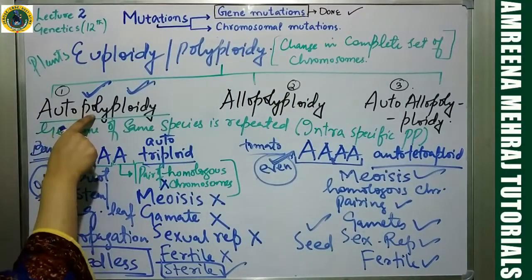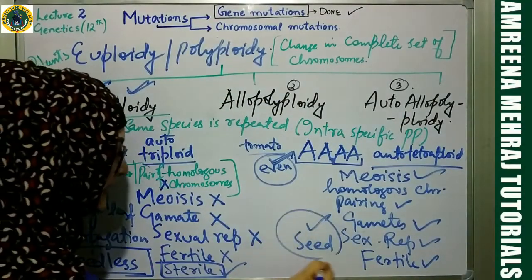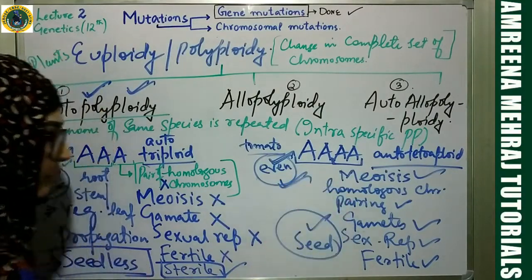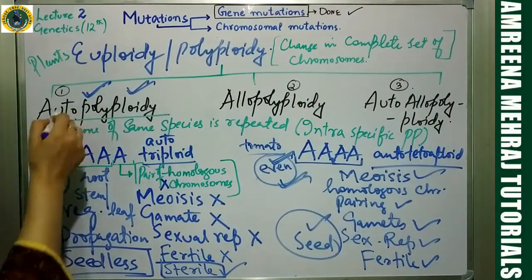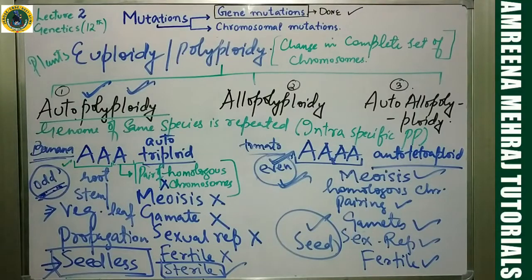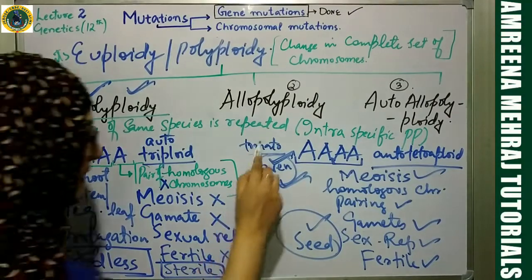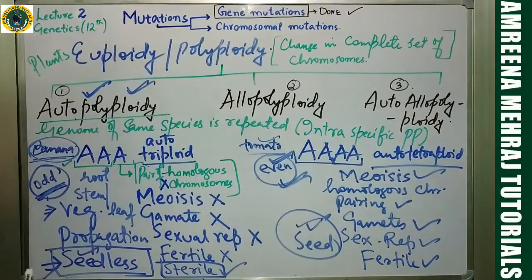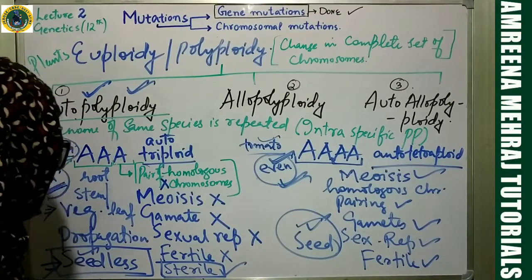So some of the autopolyploids will produce seeds, those which have even number of chromosomal sets. Some will not produce seeds, those which have odd number of chromosomal sets. That's why your banana is seedless, whereas your tomato is having seeds. Okay, this was very important. Try and clarify your concepts at this particular stage.